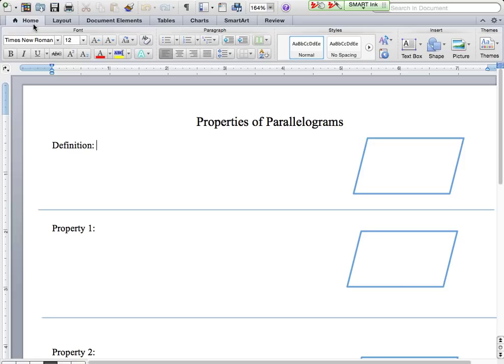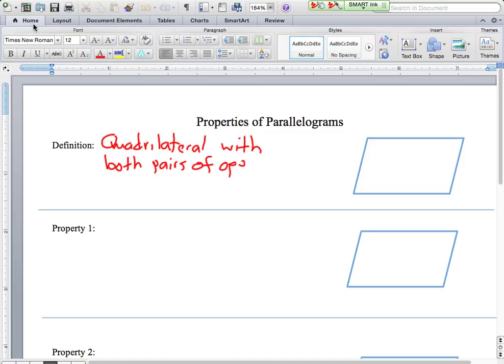Right? So the definition of a parallelogram is a quadrilateral with both pairs of opposite sides parallel. So over here, this side is parallel to this side, and then this side is parallel to this side. Okay, the one arrow mark indicates those two are parallel, the two arrow marks indicate those two are parallel.